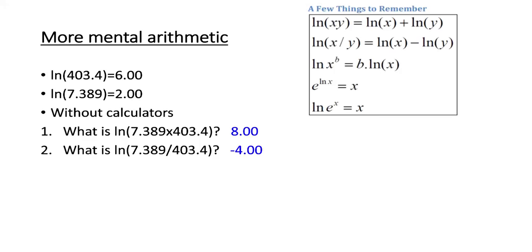What about this one here? Well, that's giving us the second one divided by the first one, so that expands to the log of the second number take away log of the first number, so that gives you 2 minus 6, which is minus 4. This one here, log of 403.4 squared, well, that's just the same as 2 lots of log of 403.4. 2 lots of that is just equal to 12.